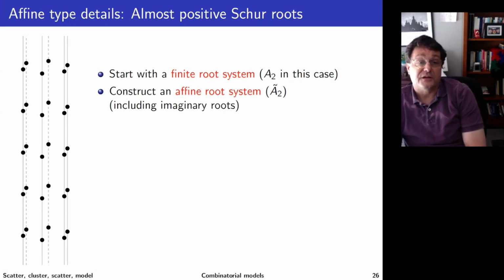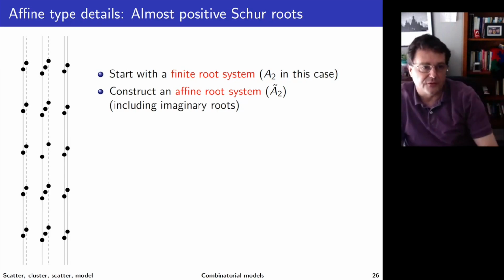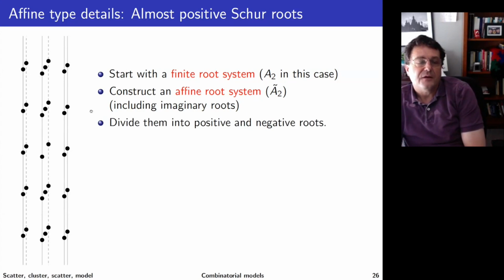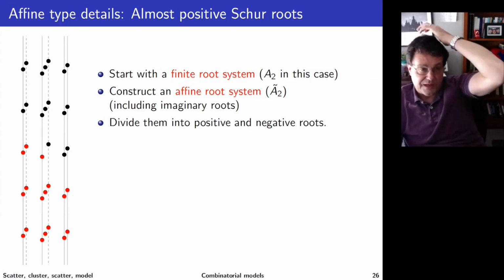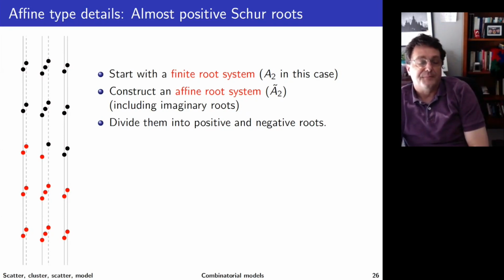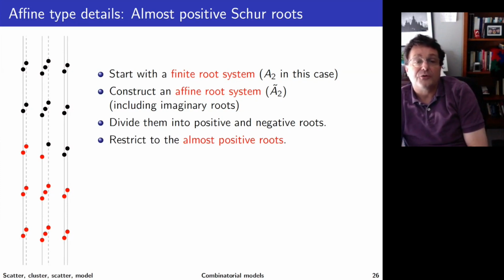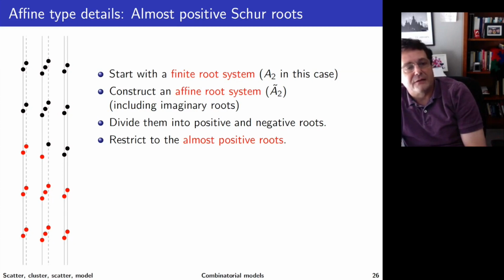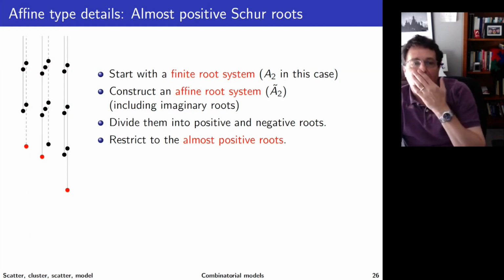And we also can include imaginary roots. So imaginary roots are copies of the origin. We don't want the origin itself, we don't want the zero vector, which was here, but we can take translations of the zero vector, and those are imaginary roots. And then some of them are positive and some of them are negative, in a similar way to how one had positive roots and negative roots in the finite case. And we want to restrict to ones that are almost positive. So really, the ones that are either positive or just barely negative. So those are the ones that are just barely negative. So we'll get rid of the rest. And these are our almost positive roots.